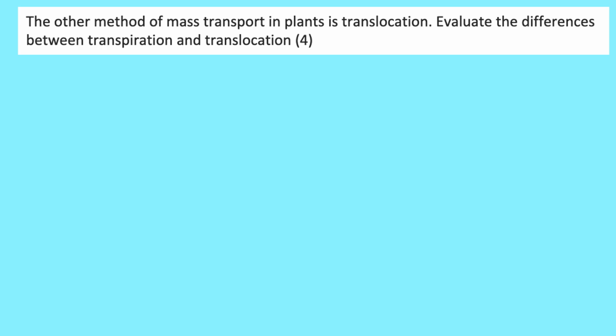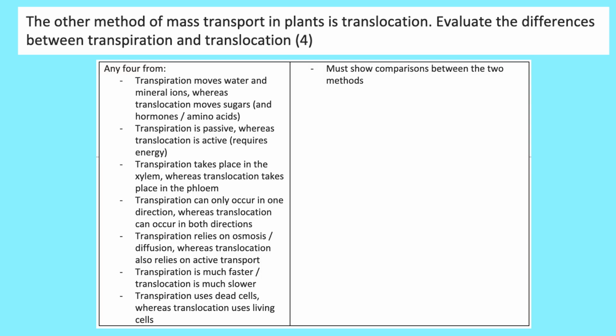So the final question for plant tissues, organs, and organ systems is the other method of mass transport in plants is translocation. Evaluate the differences between transpiration and translocation for 4 marks. So you can say any four of the following bullet points.